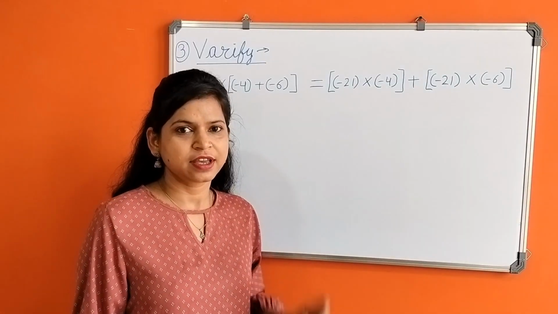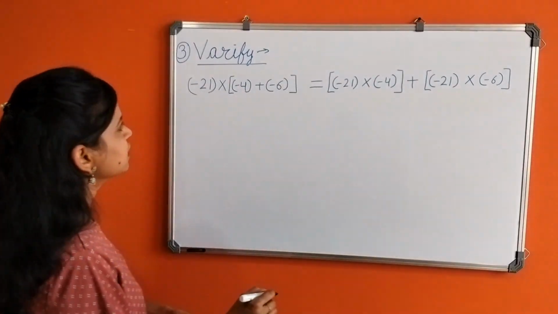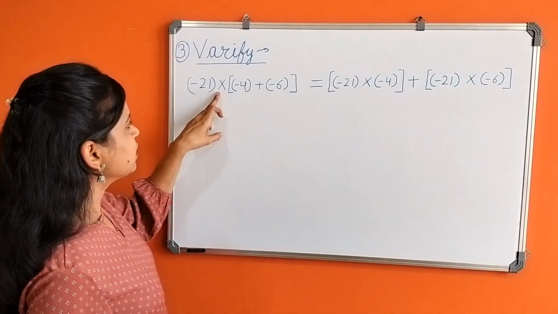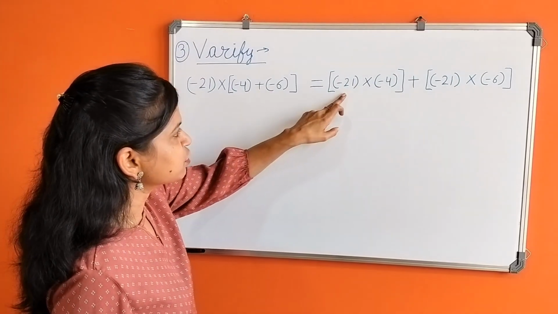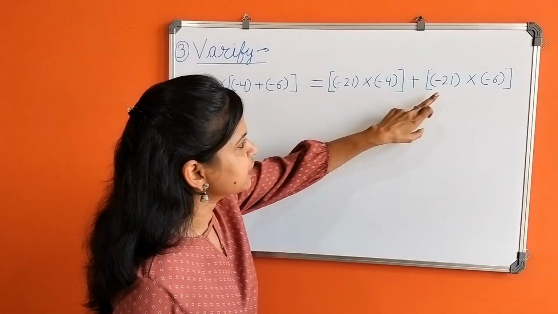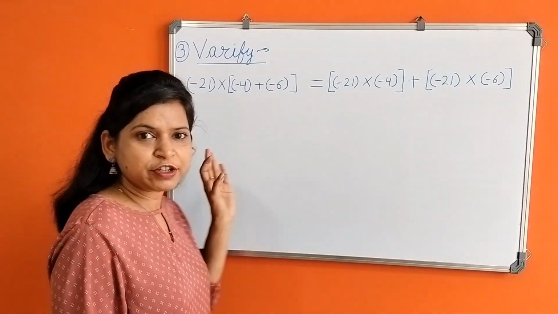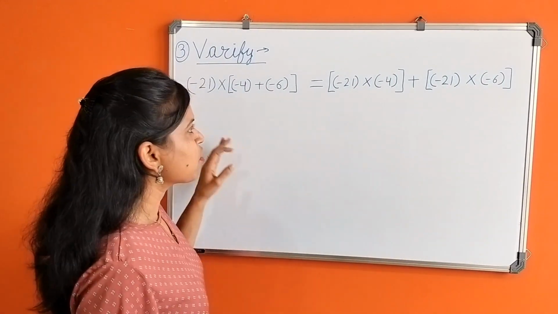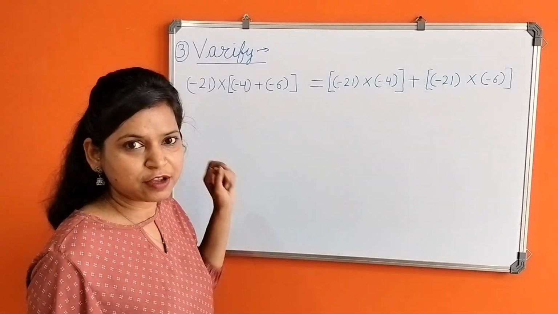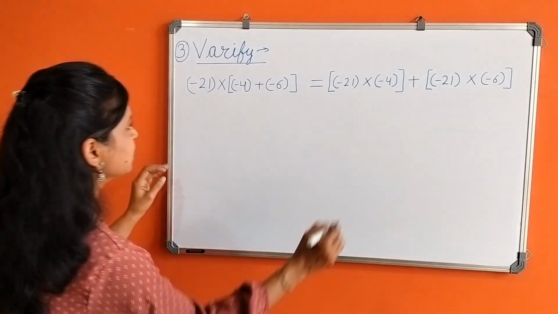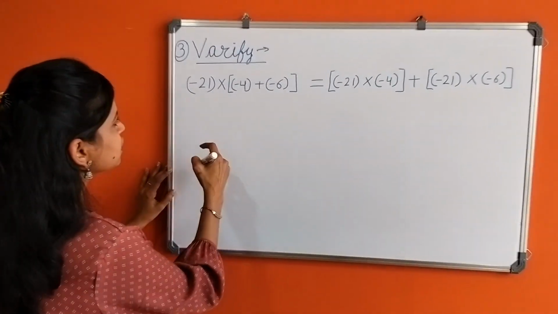Next question is verify these two sides. Minus 21 into minus 4 plus minus 6, and minus 21 into minus 4 plus minus 21 into minus 6. So remember, whenever you are doing questions, please copy the question carefully. Copy all the numbers carefully with the signs. Otherwise, your answer will be wrong.